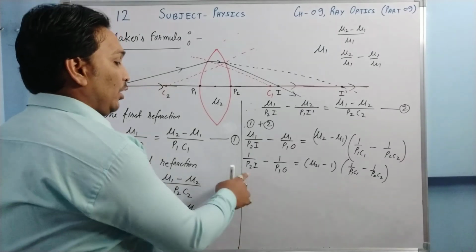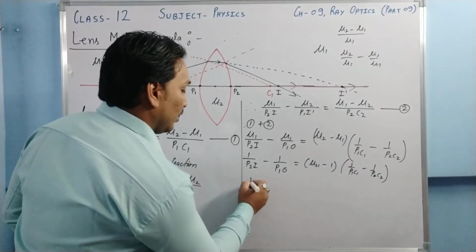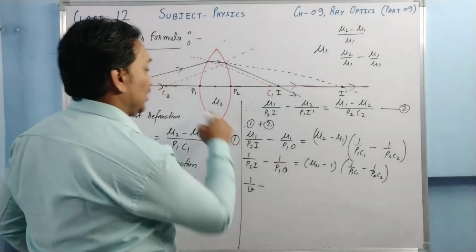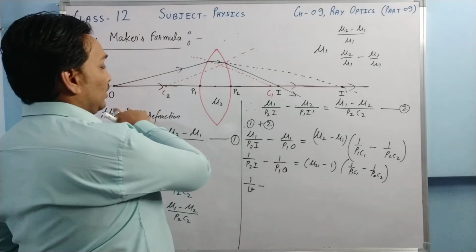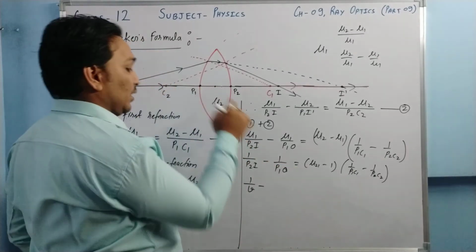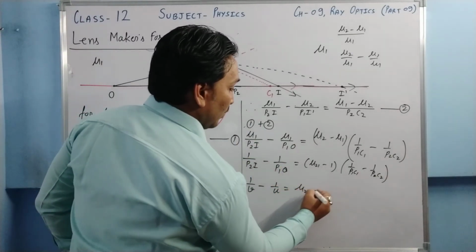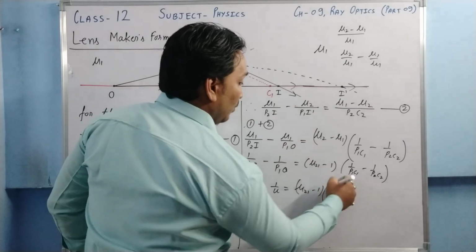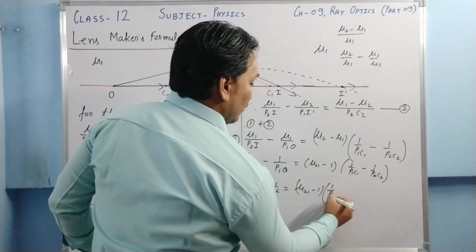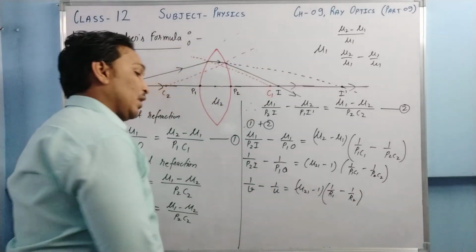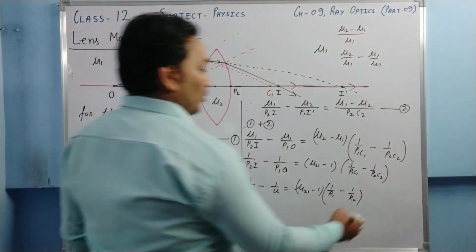So basically P2I is our image distance and it can be written as 1 upon v. Minus P1O, the object distance from P1, again can be considered as the object distance from the center, so it will be 1 upon u. Here it is mu 21 minus 1, 1 upon P1C1, the radius of curvature for the first surface, minus 1 upon the radius of curvature of the second surface. Let this be equation number 3.